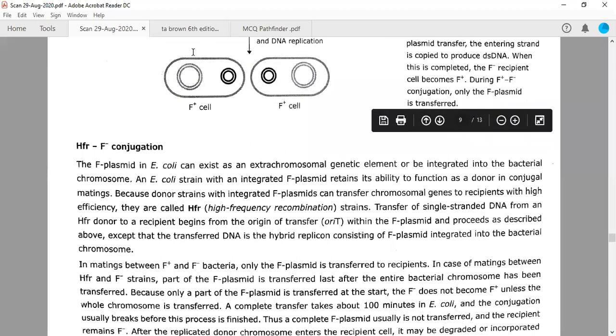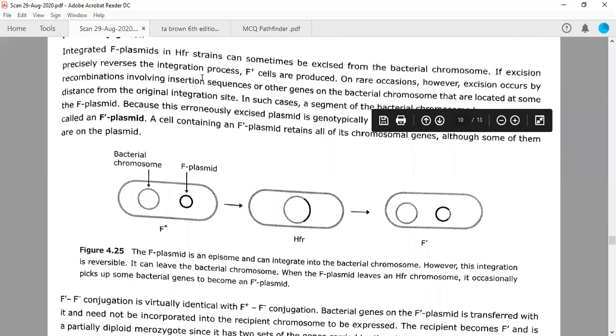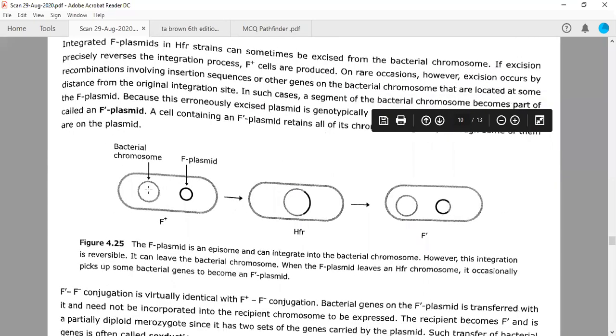So here, if you see, they have shown the two circles. You can suppose this is double-stranded, but here also this is double-stranded, right? But they did not show the double-stranded form, so you need to suppose this is double-stranded. So what will happen? This F plasmid will integrate into the bacterial chromosome.